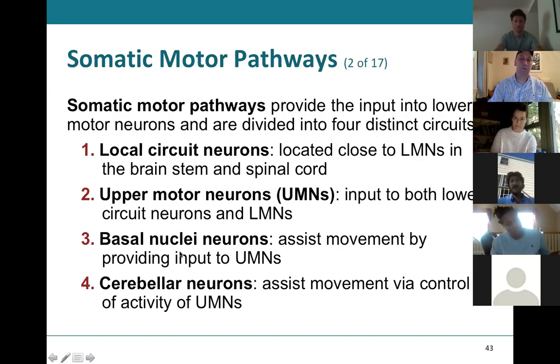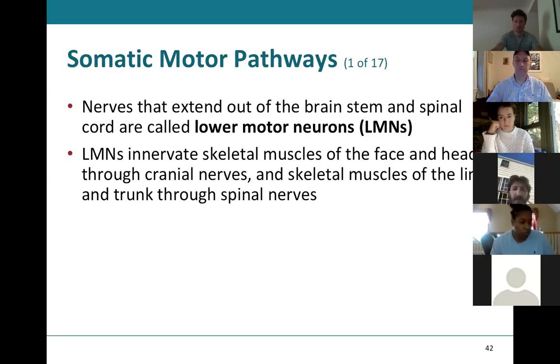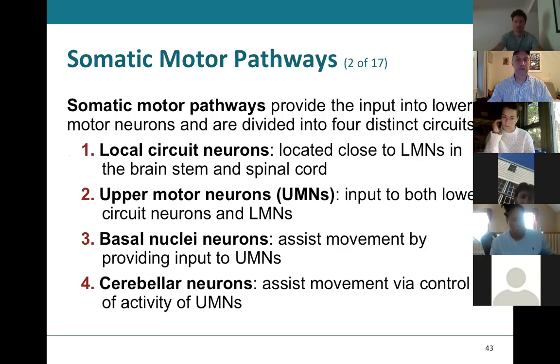Wait, can you go back to that previous slide again? Sure. Sorry, I just didn't read the last one. Sure. Lower motor neurons innervate, which means, yeah, big fancy word there, those are the neuromuscular junctions. That's what innervation means. Okay, so the axon terminal of the lower motor neuron is that traveling into that neuromuscular junction. Okay? Okay. Cool. Good, fantastic.